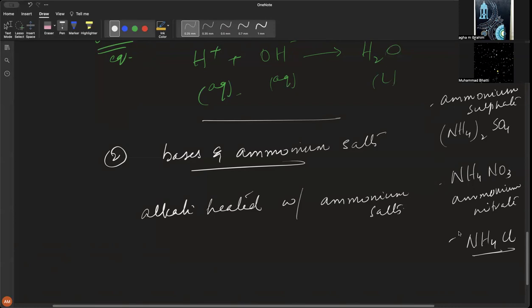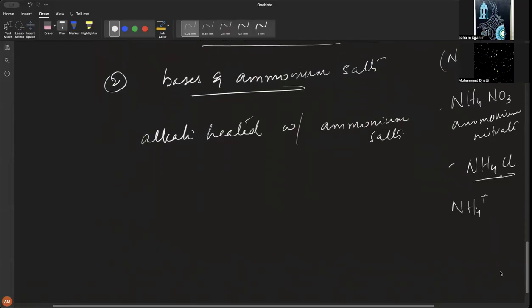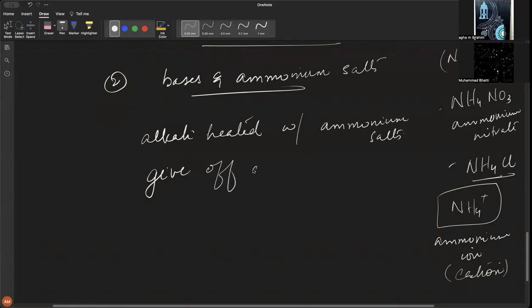So what is the ammonium ion? The ammonium ion is like this, NH4 plus. Though this bond is a covalent bond, it has some properties of an ionic compound. This is the ammonium ion. And what type of ion is it? It is a cation. It has a positive charge. So alkalis heated with ammonium salts give off ammonia gas.